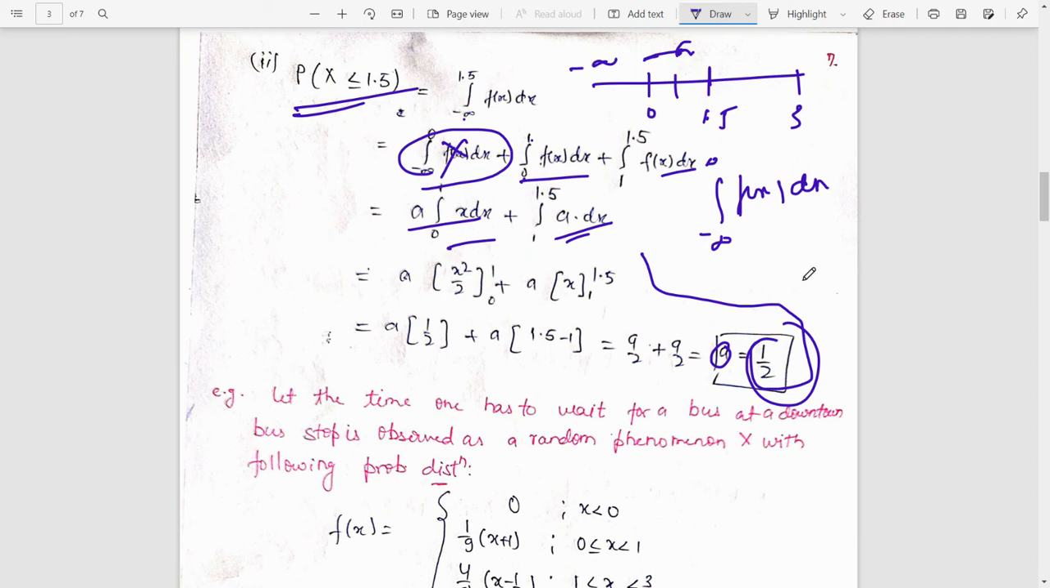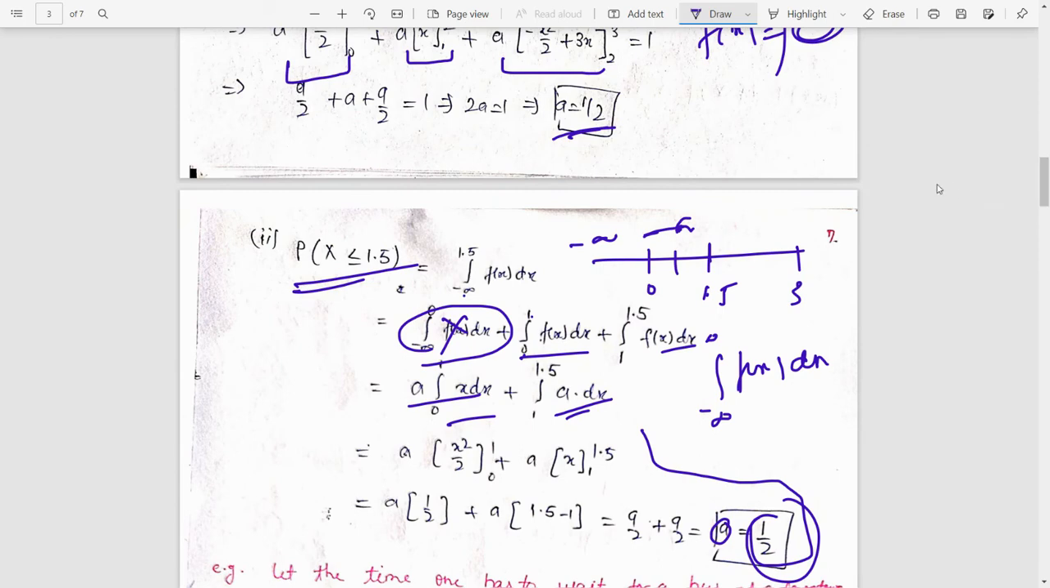So, is there any problem with this particular question, or with understanding how to find probability or the integral, anything?